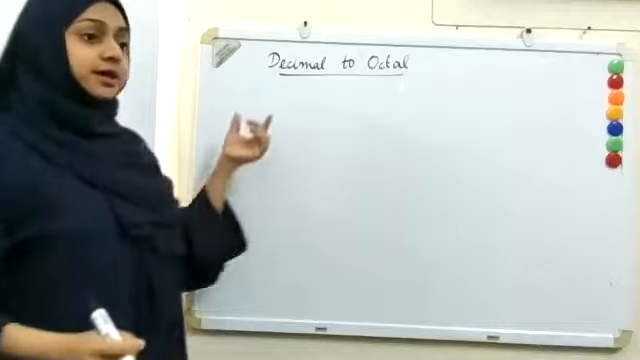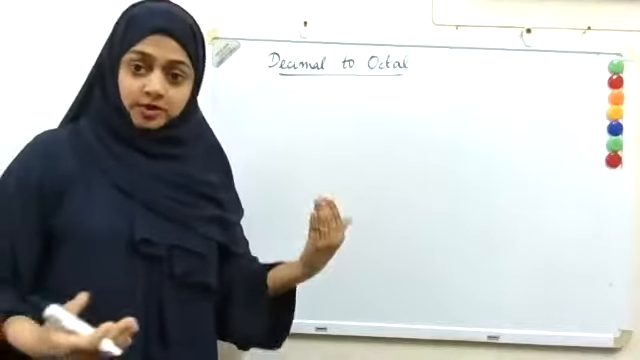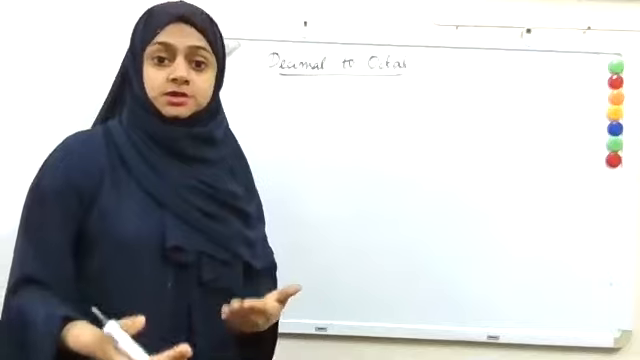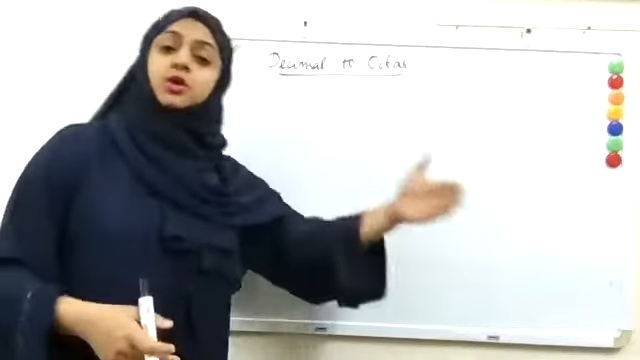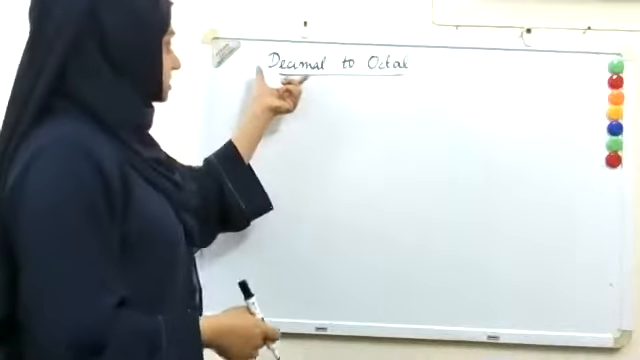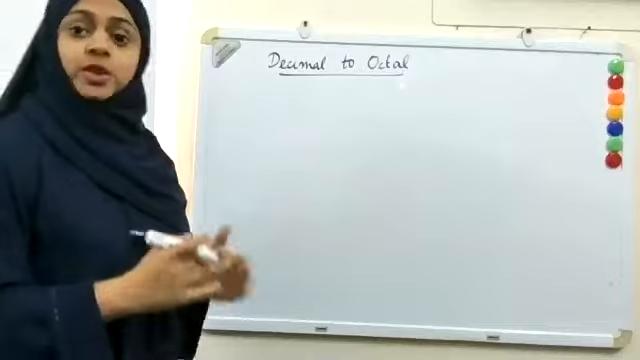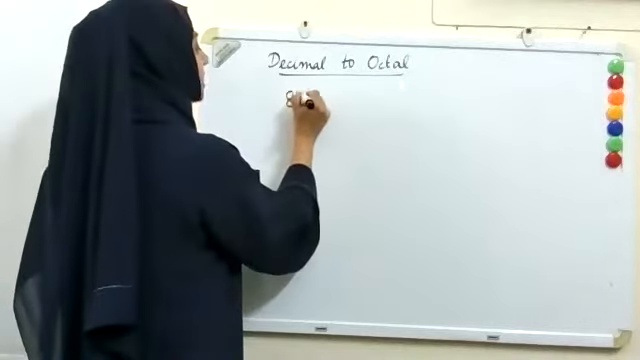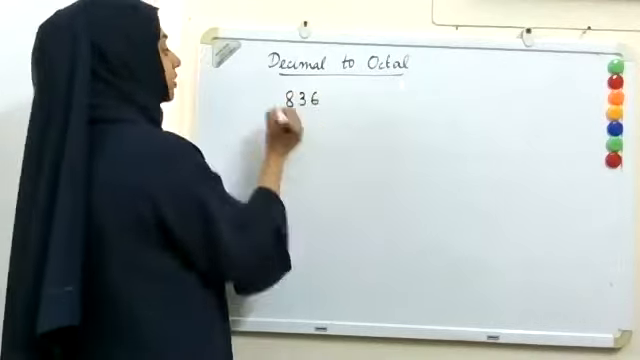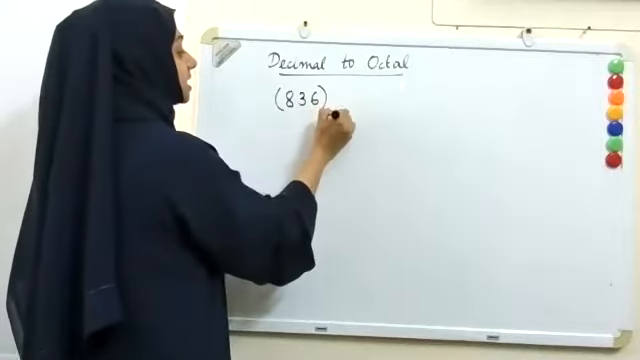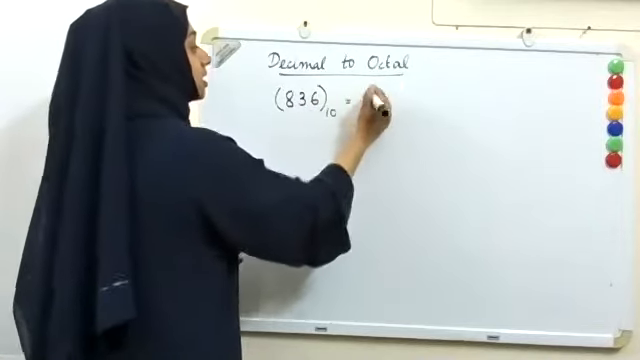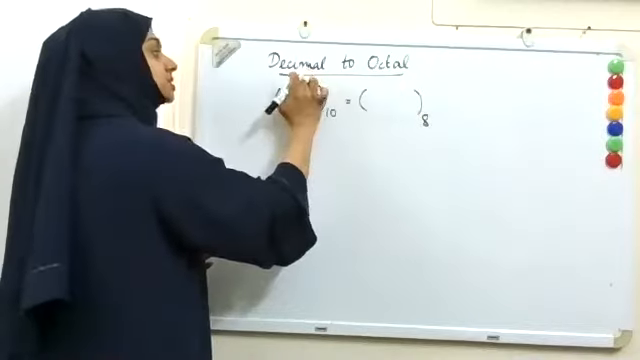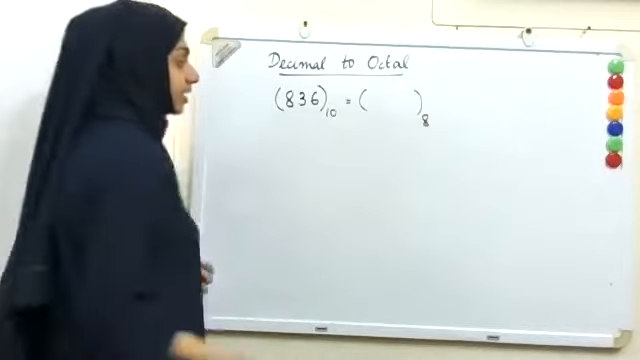So first we will take a decimal number without a point, then only with a point, and how to do it if there is a part with a point and without a point. So first let us take a decimal number without any point, for example 836. Okay, this is to the base 10. Now you have to convert it to a number to the base 8, that is decimal to octal.